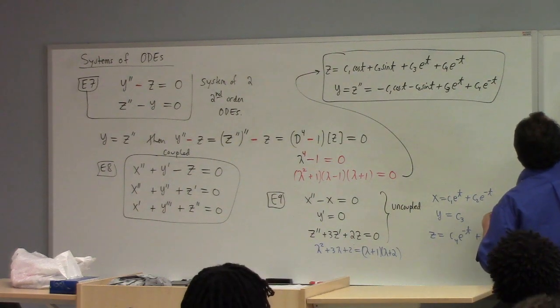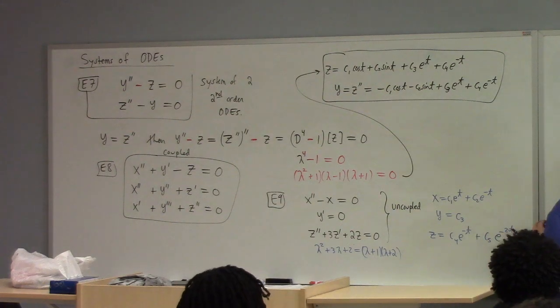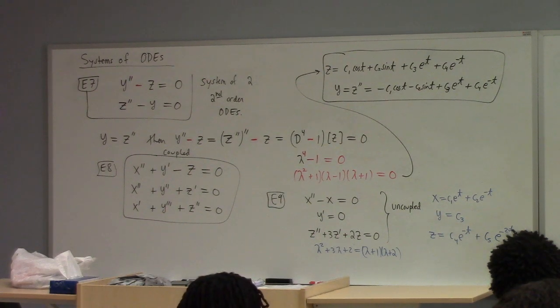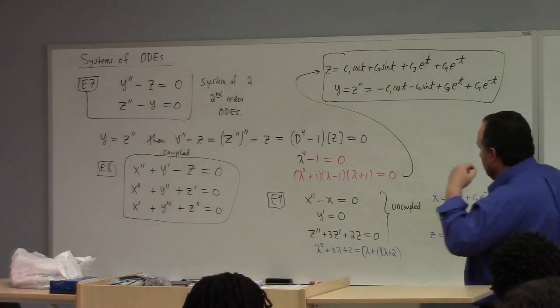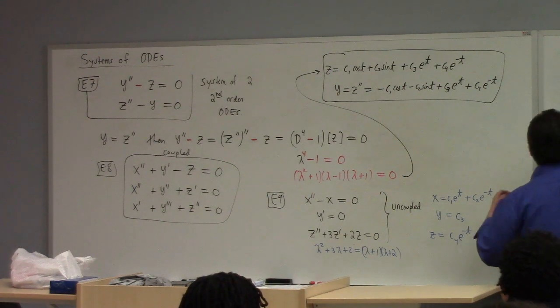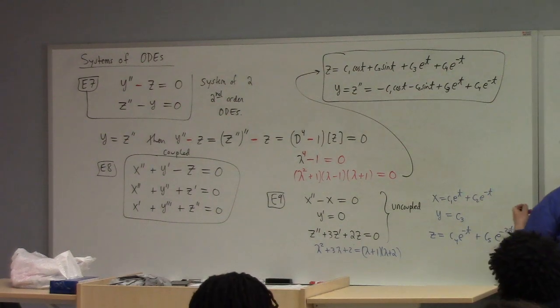All right, so let's talk about systems of ODEs using matrix notation. All right. So I'm going to revisit example 7 and show you how we can use matrix notation for this.